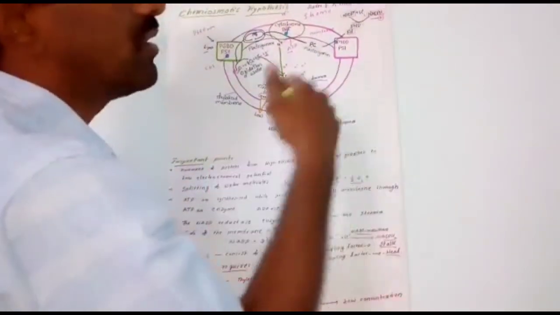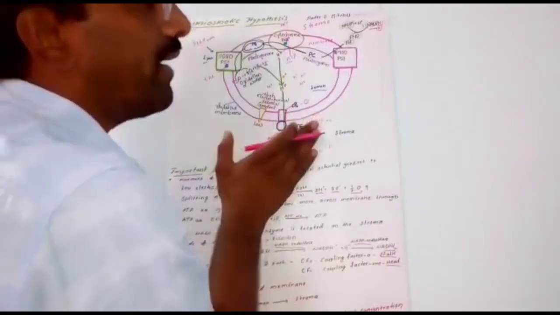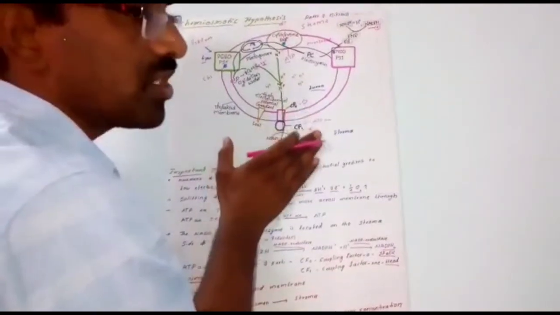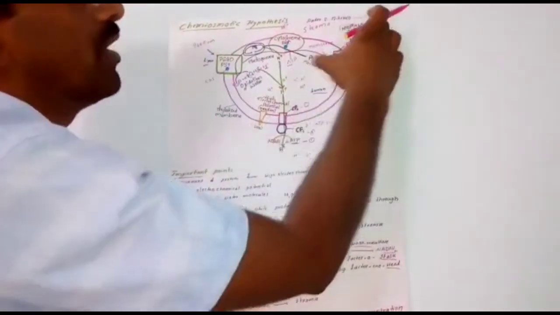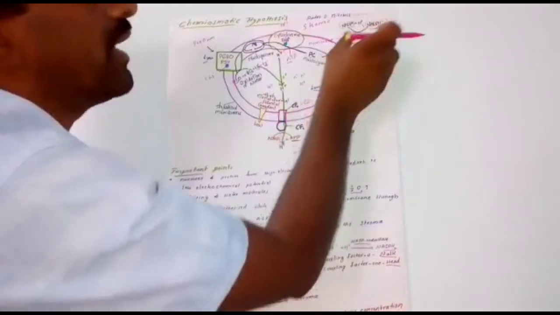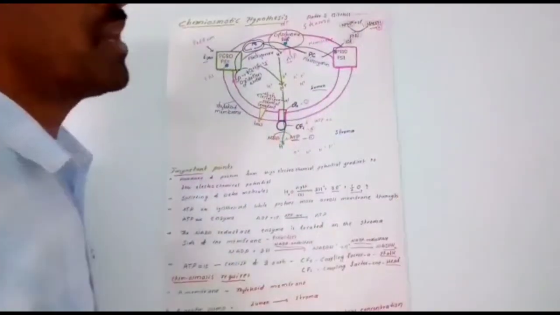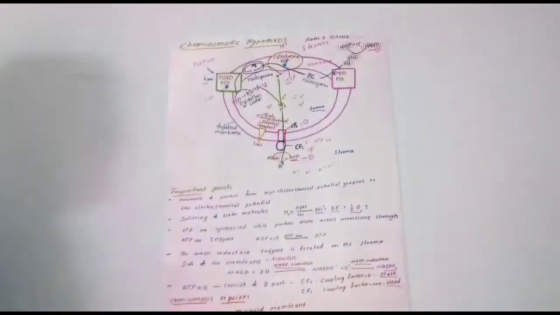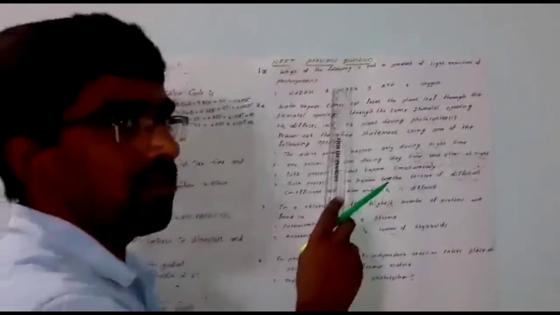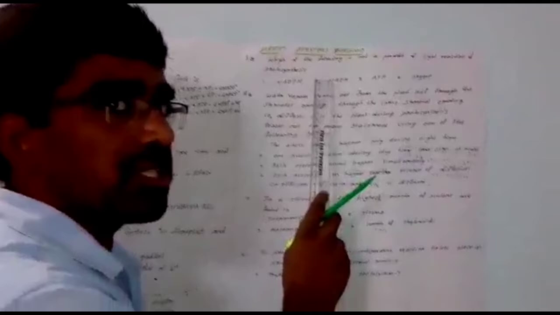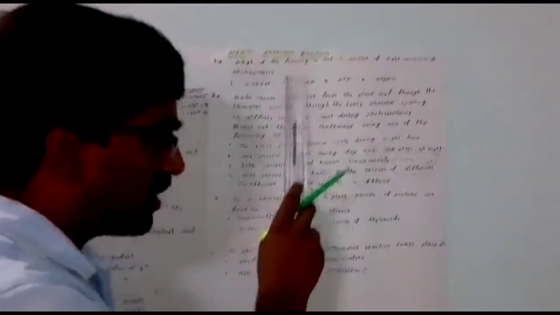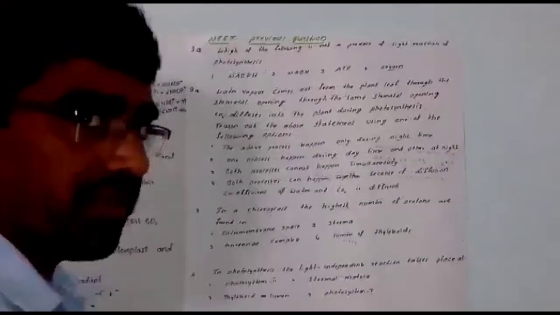Without light reaction, there is no dark reaction, because the light reaction is the first phase of the photosynthesis process, for the formation of chemical energy, which is ATP and NADPH2. When the energy is present, only then is the dark reaction possible in the presence of carbon dioxide. From this light reaction as well as the chemiosmosis hypothesis, a few questions were asked in the previous NEET question papers.